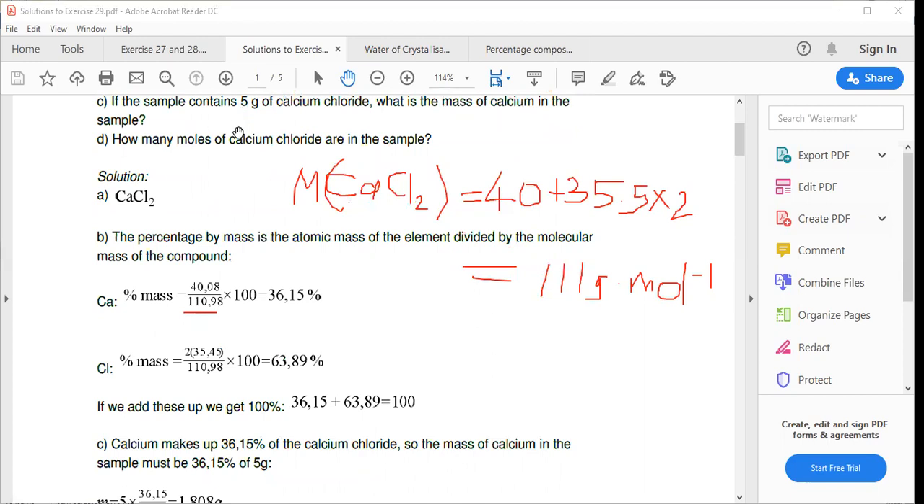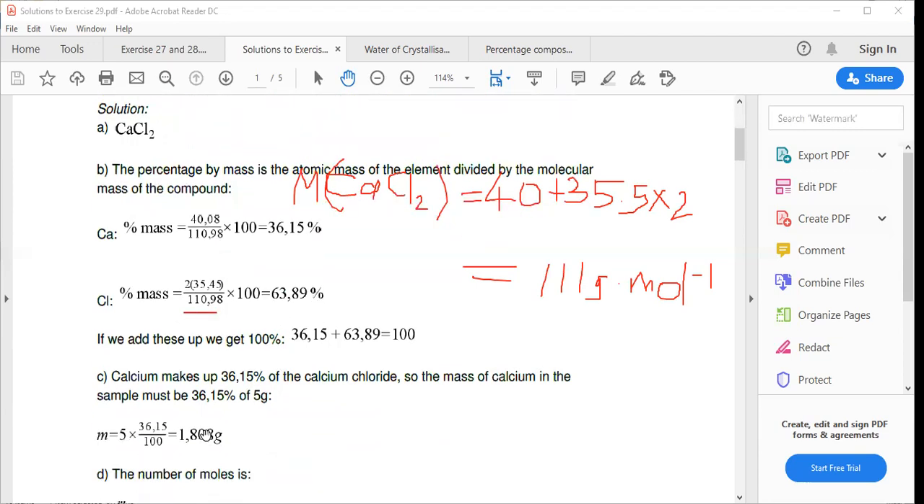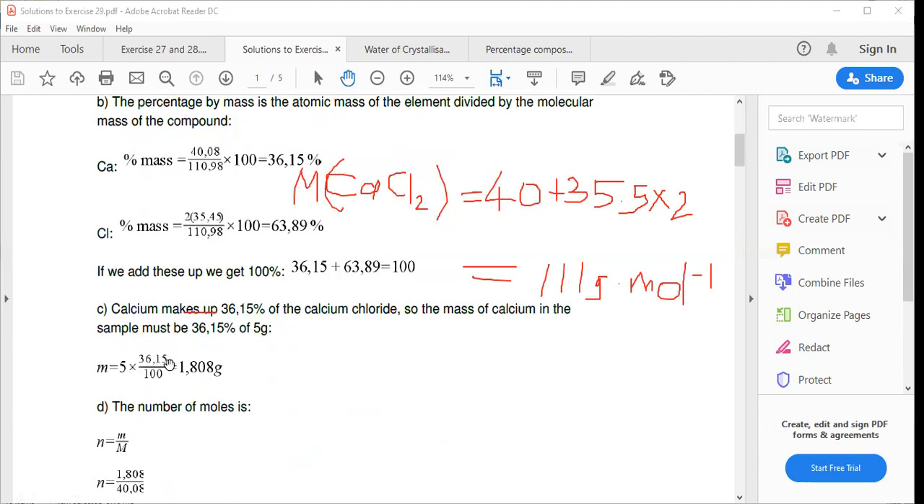You want 36.15% of 5 grams. Clear? All right, so you're going to do that. 36.15 divided by 100 multiplied by 5 to give you 1.808 grams if you round off to 3 decimal places.